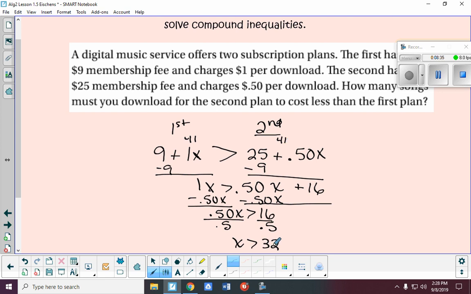But when I step it up and I buy 33, so when I'm larger than 32, so if I buy 33, if I plug 33 in, I would have 9 plus 33. That would be $42 for this one. And for the next one, that would be $41.50. So at that point, with 33 downloads, the second would be less than the first. It should have been $41.50, sorry, $41.50.